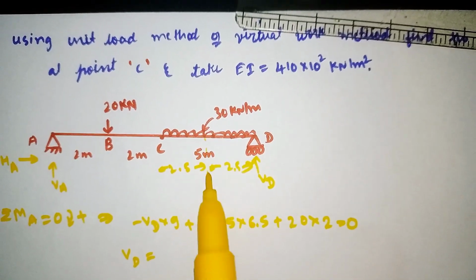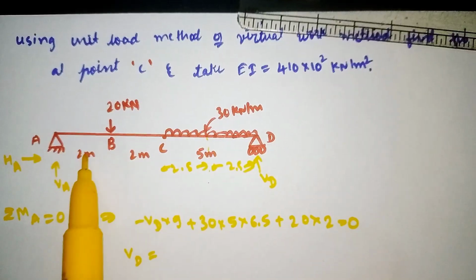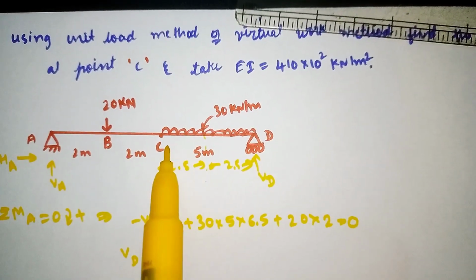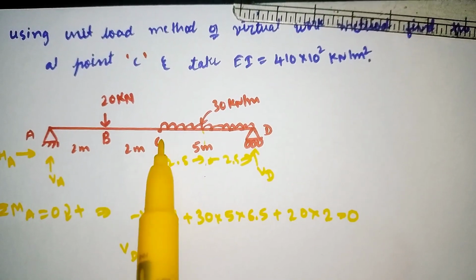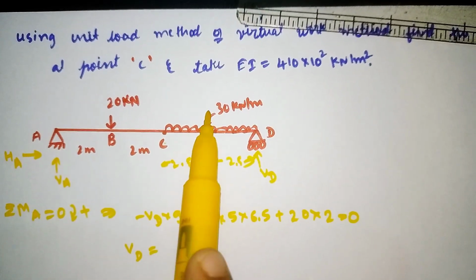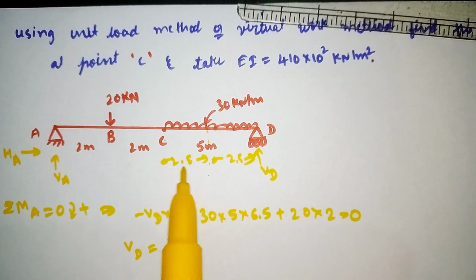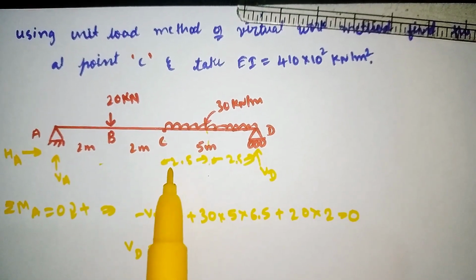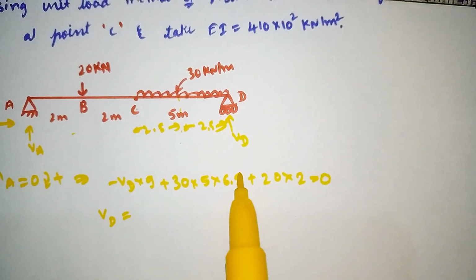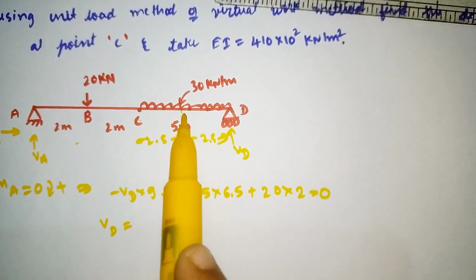So at what distance it is acting? We need to see from what distance it is acting. From here to here, if you calculate 2 plus 2 plus 2.5, it will come out as 6.5. So here the point load is acting at a distance of 6.5 from here to here.